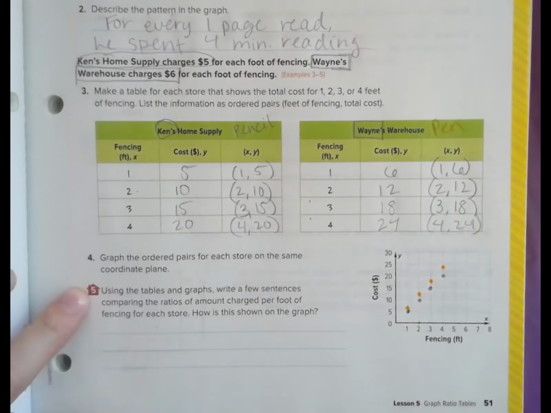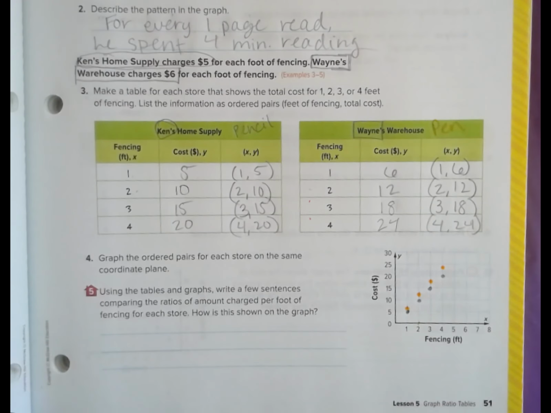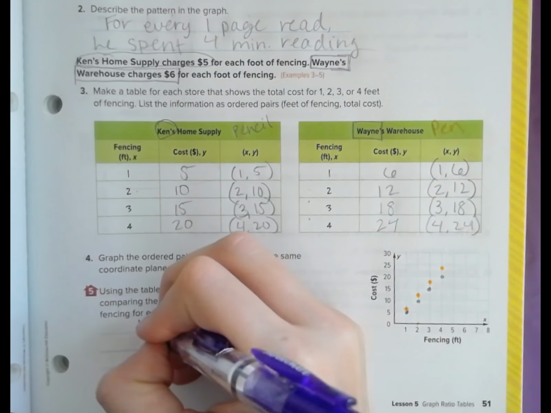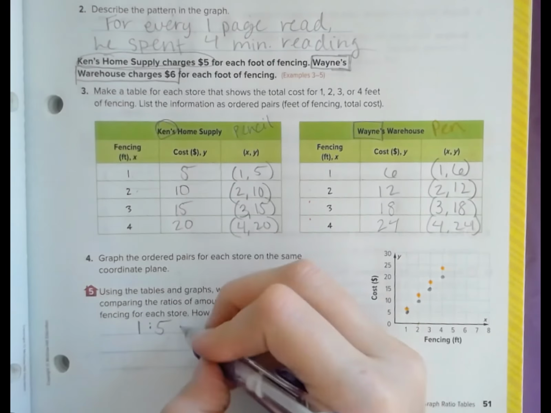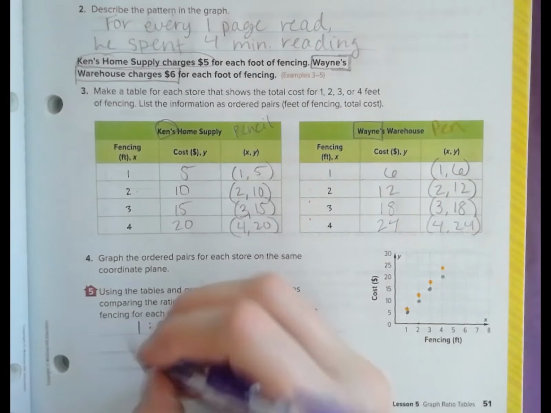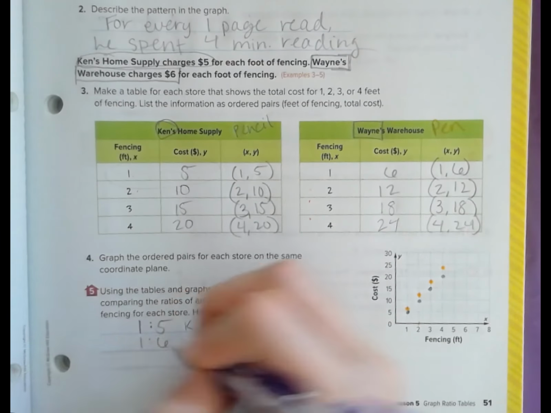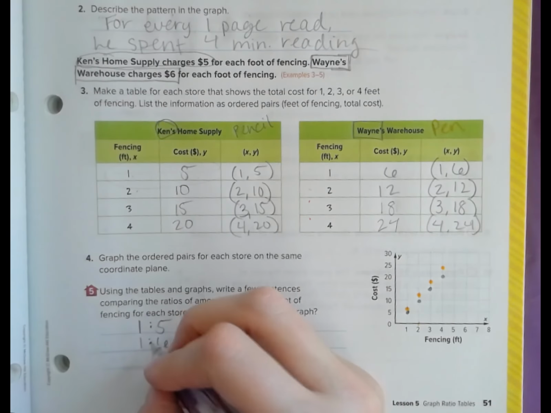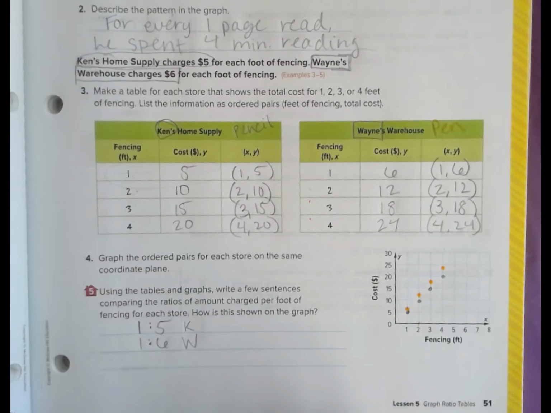Okay, 5, it says using tables and graphs to write a few sentences comparing the ratios of amount charged per foot of fencing for each store. Okay, so my ratio for Ken's is my first one. So for every 1 foot that I buy, I need to pay $5. And put K for Ken. And then for Wayne's is 1 to 6. So for every 1 foot that I buy, I need to pay $6. So you could put something like that.